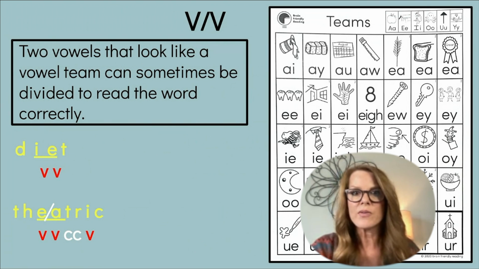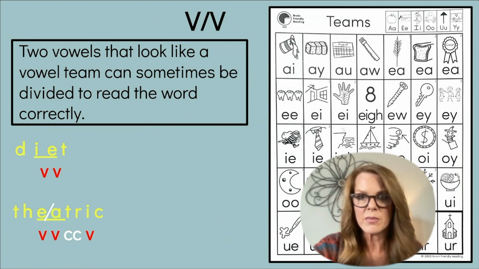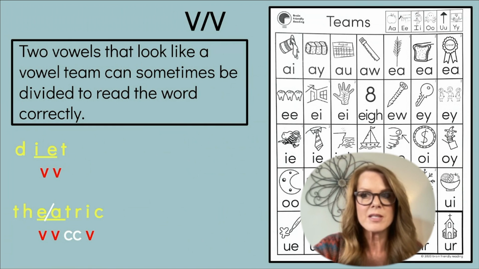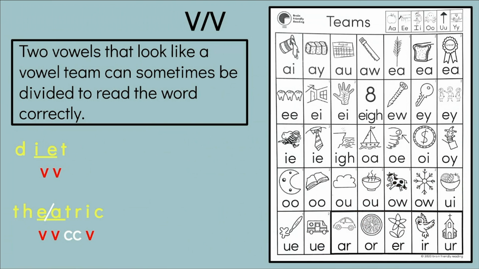Sometimes you will have two vowels that look like a vowel team, but don't function as one when you pronounce the word. When that happens, the vowels can be divided and pronounced as two separate vowel sounds. For example, in the word diet, we mark our vowels and we see IE together.